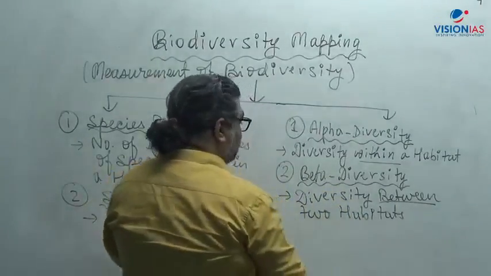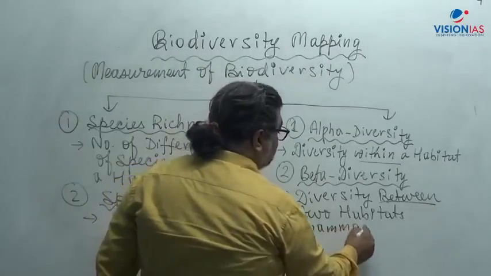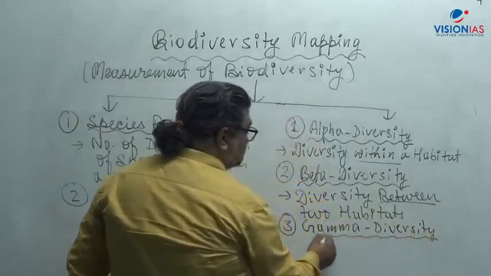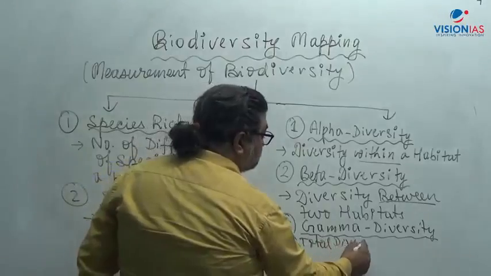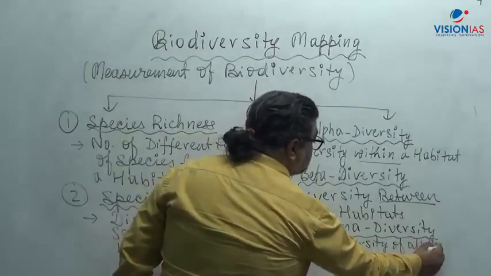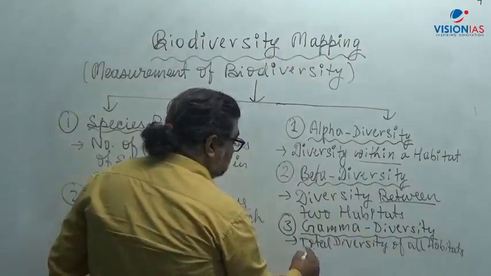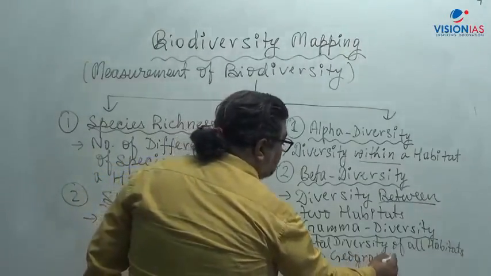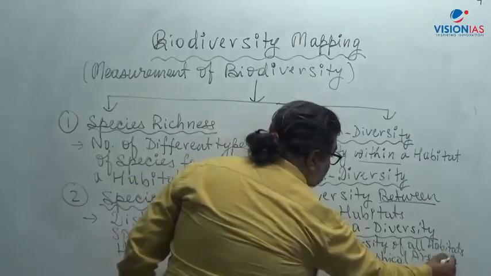I am writing the last line there. I'll write a small one. Gamma diversity. That is the total diversity. Total diversity of all habitats in a geographical area or a landscape.